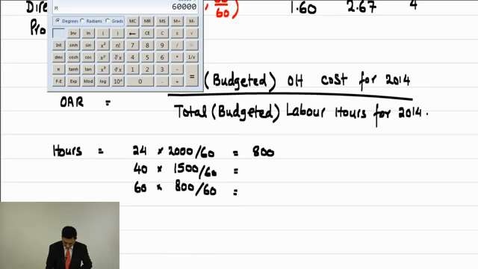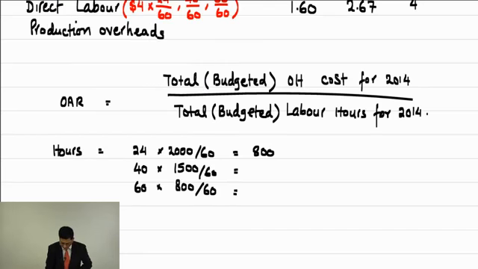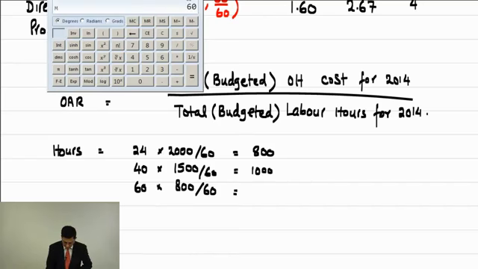1500 divided by 60, which is 1000. And then 60 into 800 divided by 60. Sometimes we become stupid, I become stupid like this. I know 60 times 800 over 60 will give me 800 anyway.